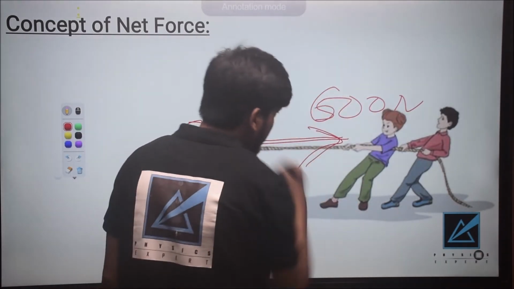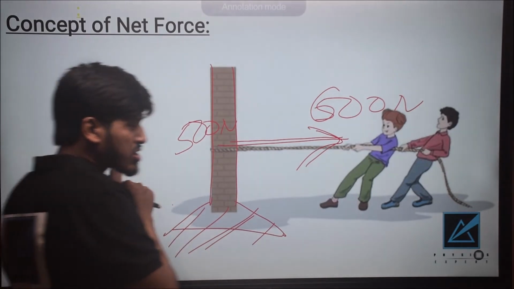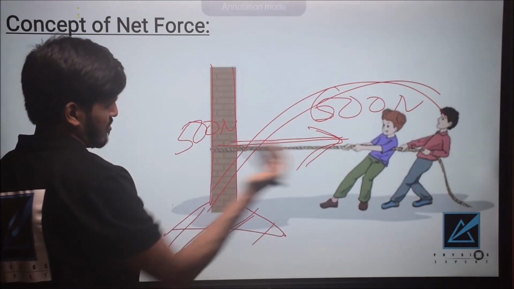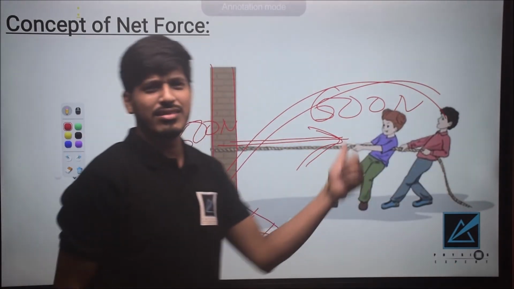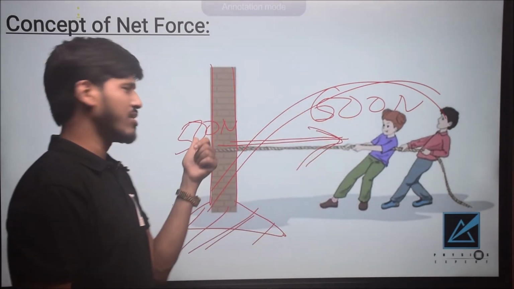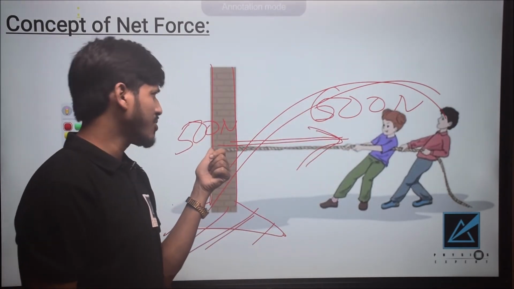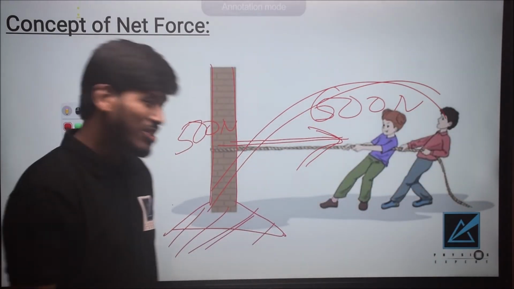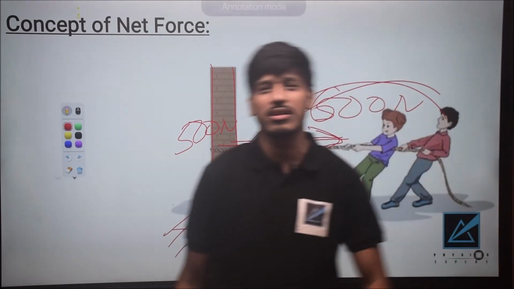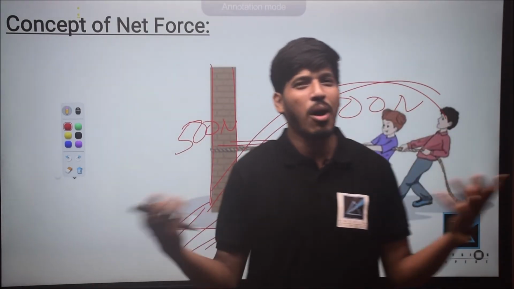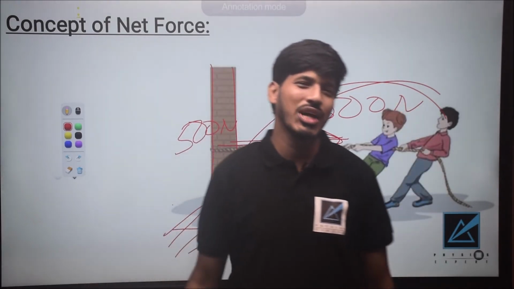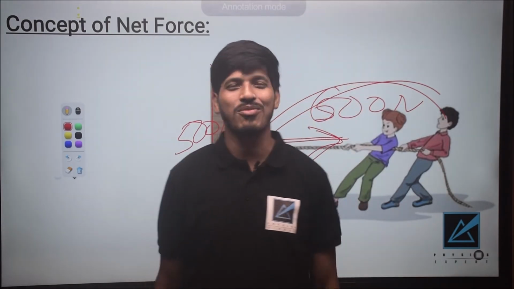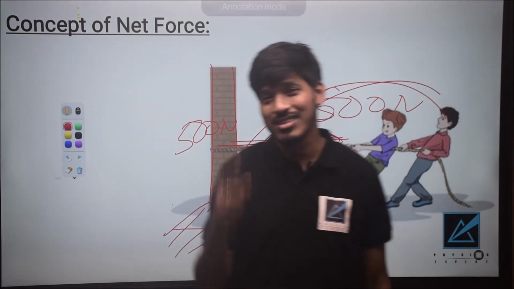Now if they are exerting 60 Newton force, then whoosh, this object will move down. That means here there is a net force, 600 Newton, and here 500 Newton. So there is a net force, because of which the object will move in this direction. So whether the object's position will change, whether its motion will change, whether the direction will change, whether the shape will change, everything depends upon the concept of net force.